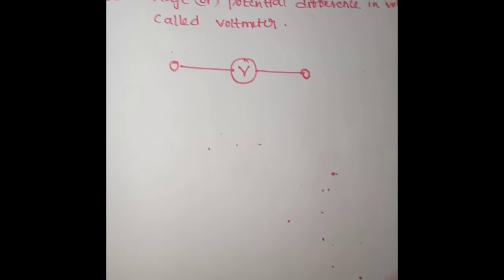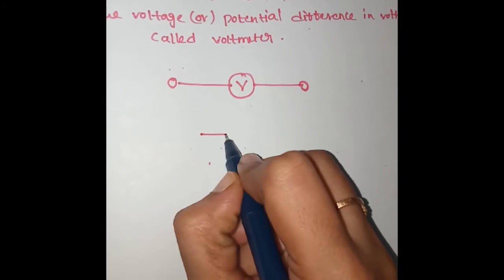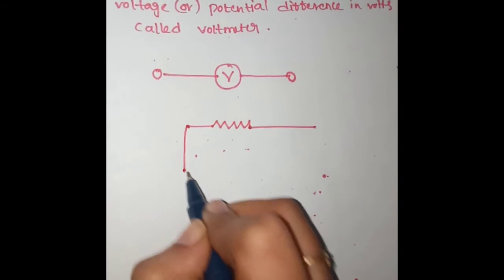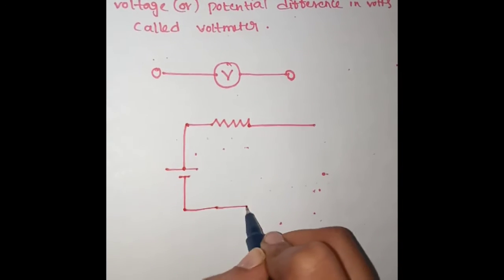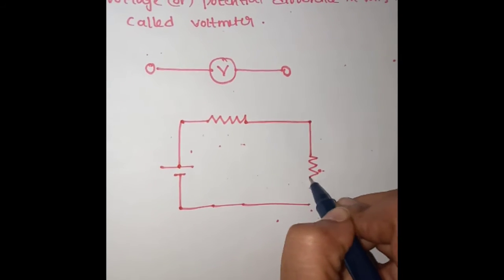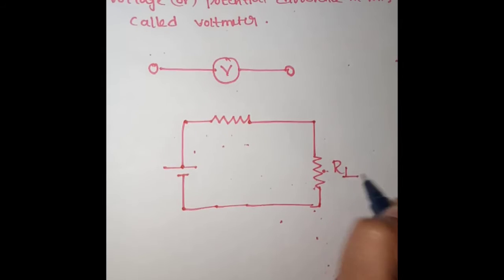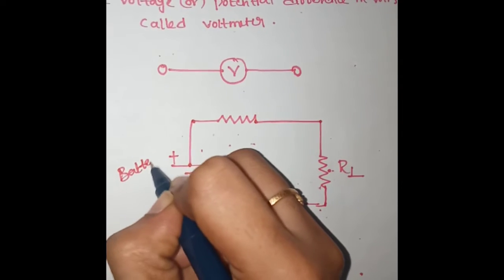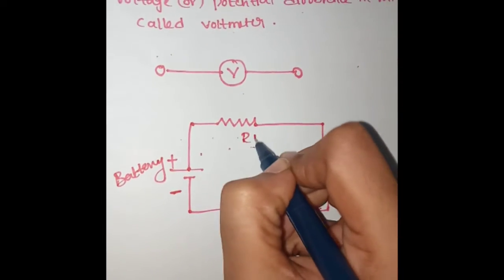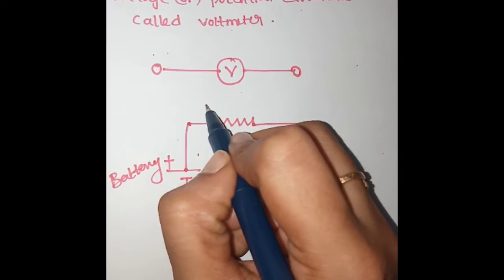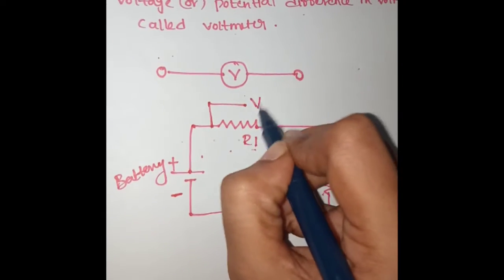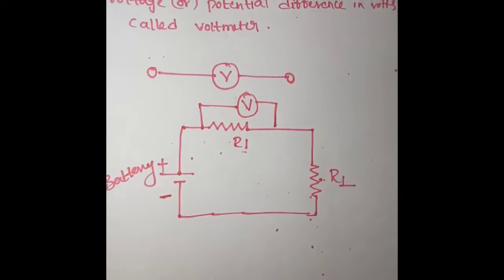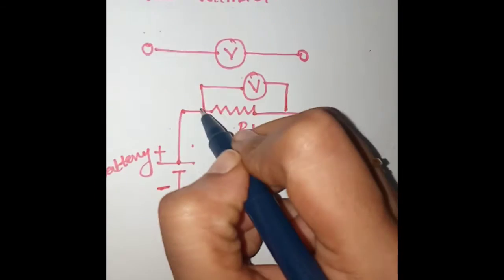See here, I can draw it. This is the battery. This is a load resistance. It is indicated as RL. This is positive and negative. This is a resistance R1. The voltmeter is always connected in parallel to the circuit. See here, this is the current.